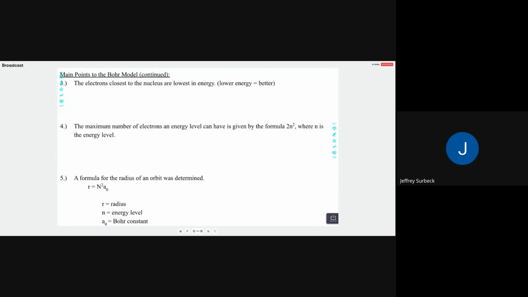Number 3 says the electrons closest to the nucleus are lowest in energy. Lower the energy, the better, the happier, however you want to view that. And then number 4, the maximum number of electrons from Bohr's model: the maximum number of electrons an energy level can have is given by the formula 2n squared, where n is the energy level. All right, so let's go ahead and identify how many electrons could be in a particular energy level.